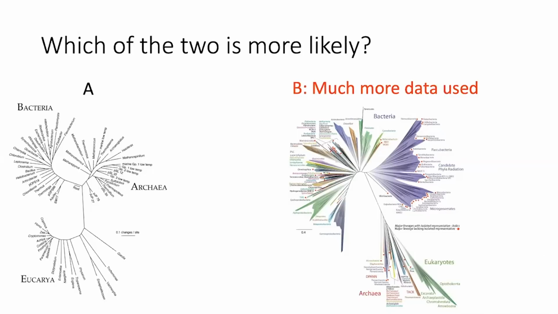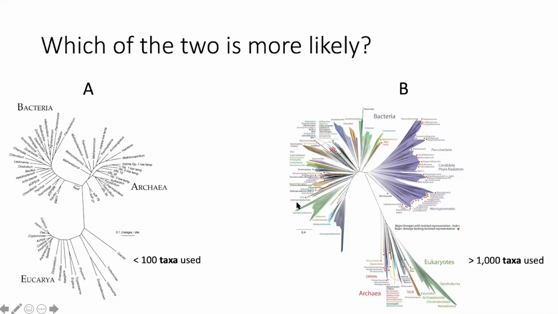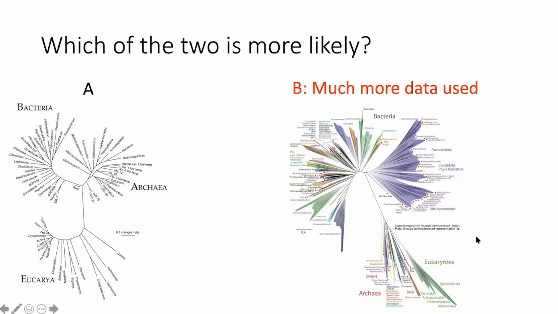And of course, the key bit of information is that this is based on less than 100 taxa, where this is based on greater than 1,000 taxa. Because so much more data has gone into creating the modern tree of life, this is the one that most people believe in and that we have the most support for.